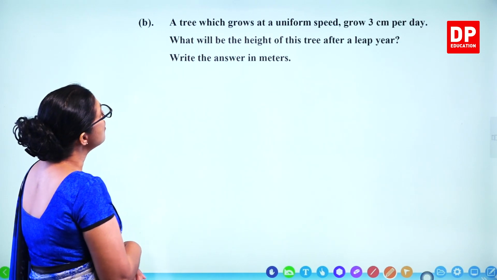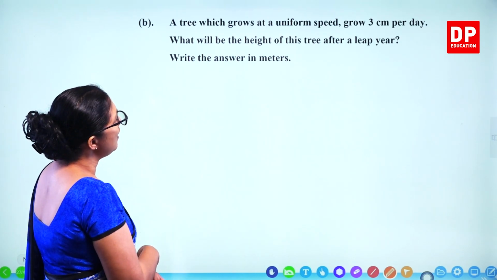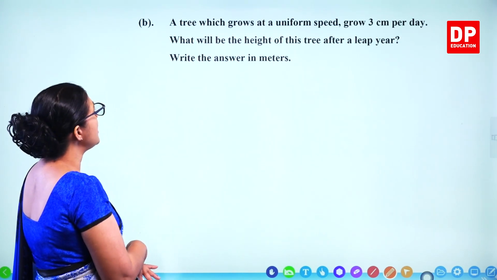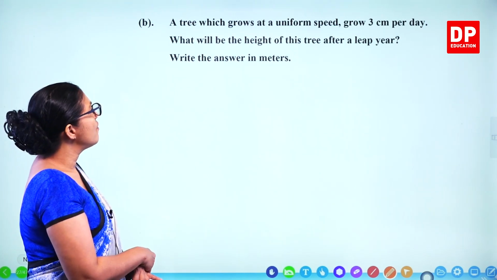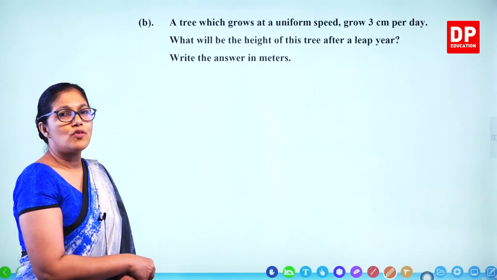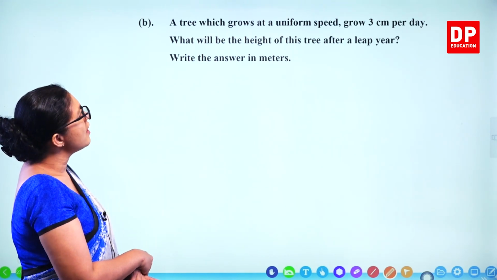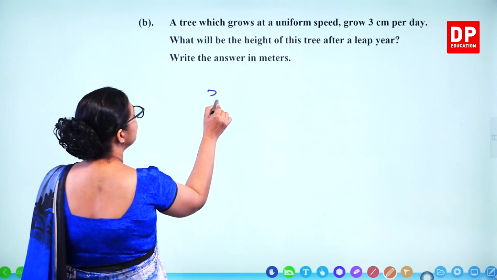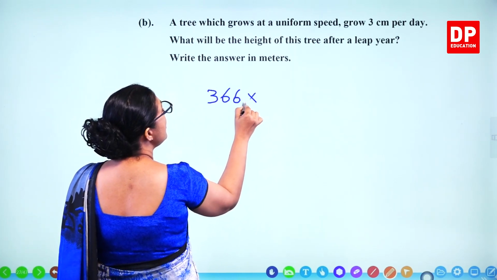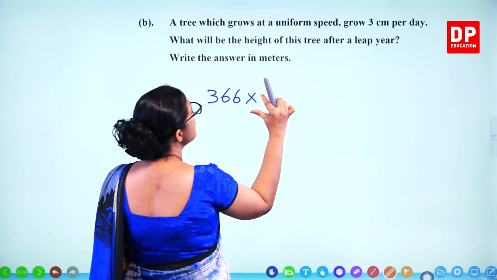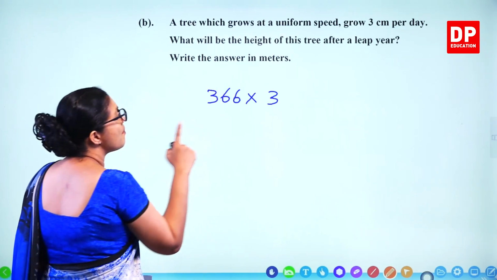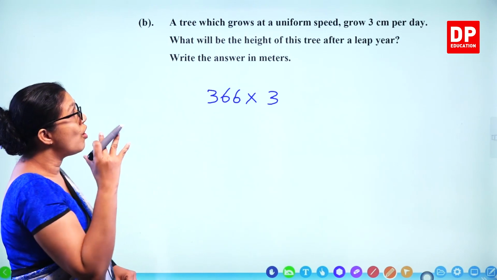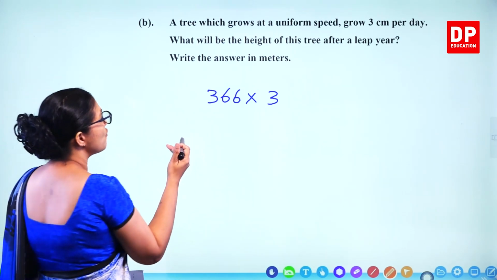Part B, a tree which grows at a uniform speed grows 3 centimeters per day. What will be the height of this tree after a leap year? Write the answer in meters. So for a leap year we have to take 366 days, and each day 3 centimeters is increasing. So for a leap year, you have to multiply.